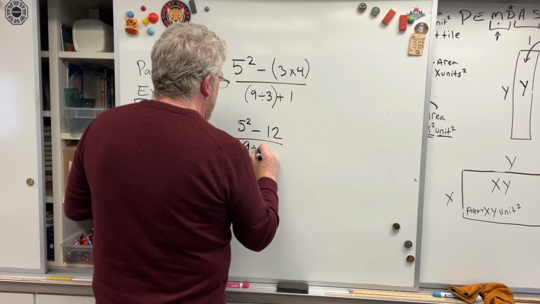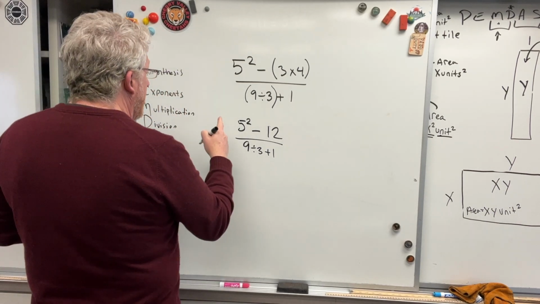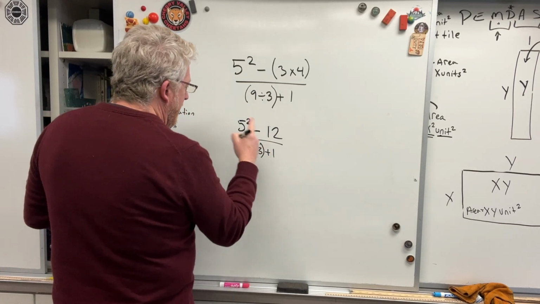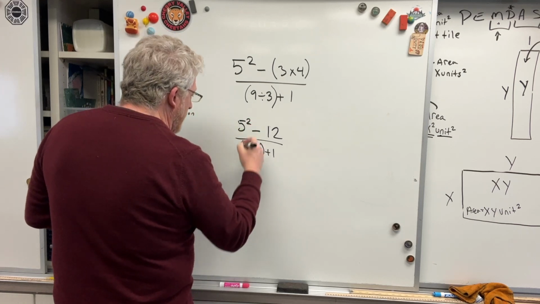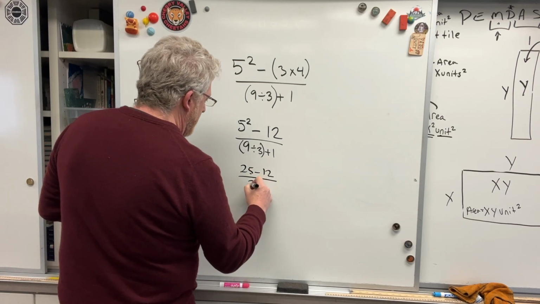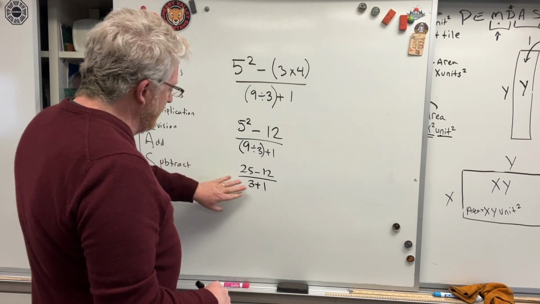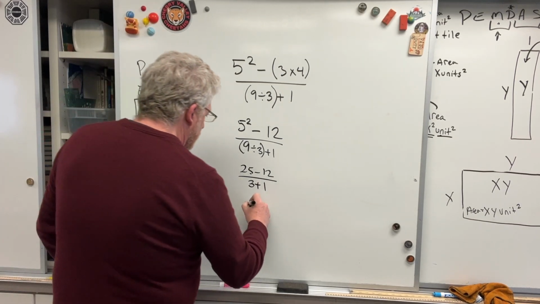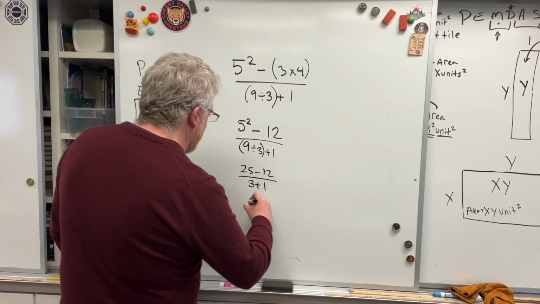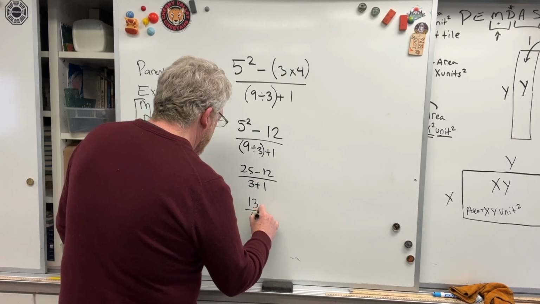Over 9 divided by 3 plus 1. Our next step is going to be, oh, this is in parentheses. All right, 5 squared is 25, minus 12, over 9 divided by 3 is 3, plus 1. So now I have 25 take away 12, and I've got a 3 plus 1. 25 minus 12, that is going to give me 13 divided by 4.